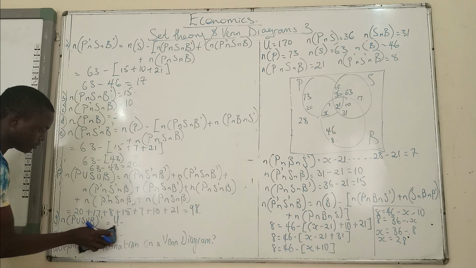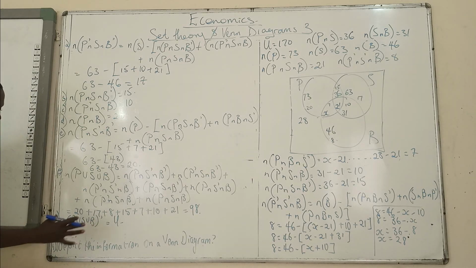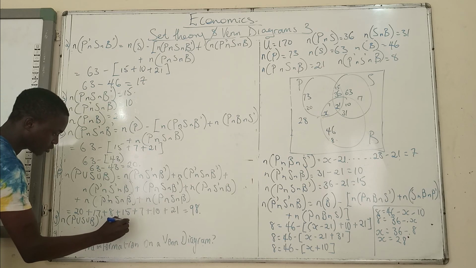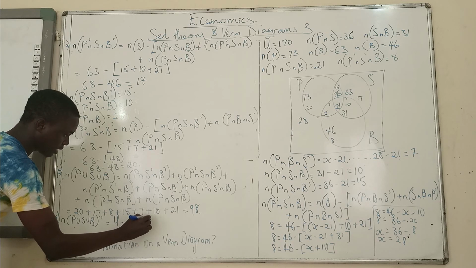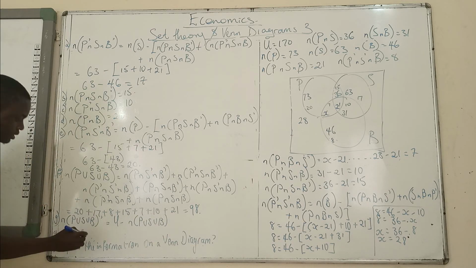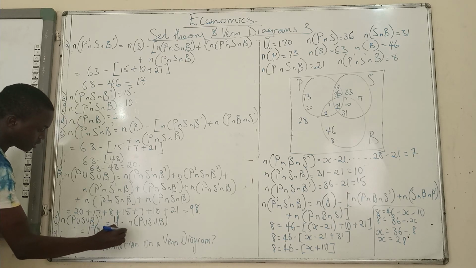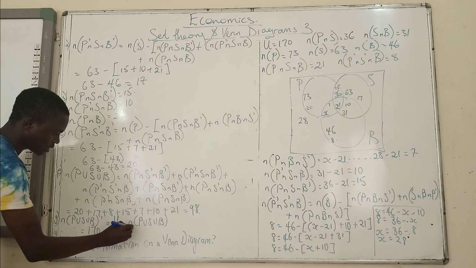minus the students that attended any of the schools. So these are representing students that did not attend any of the schools. That will be the number of people in the sample minus the cardinality of P union S union B. So that's going to give us 170 minus 98, and that should give us 72. Yeah, 72 students.